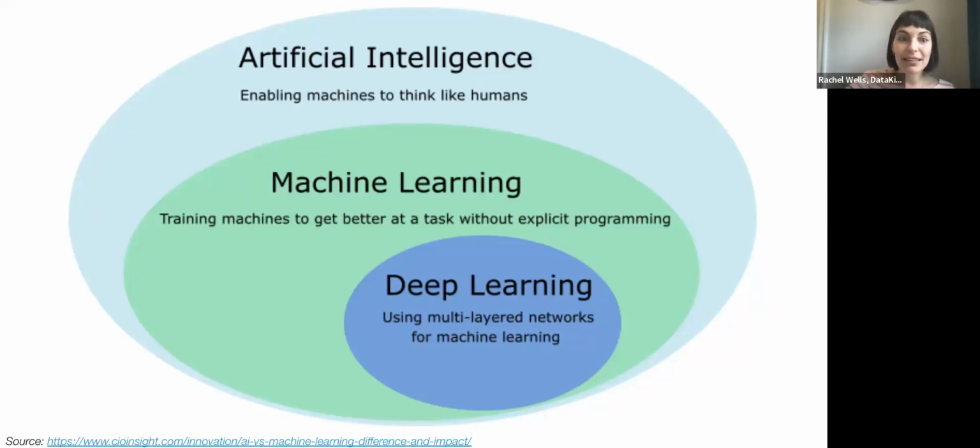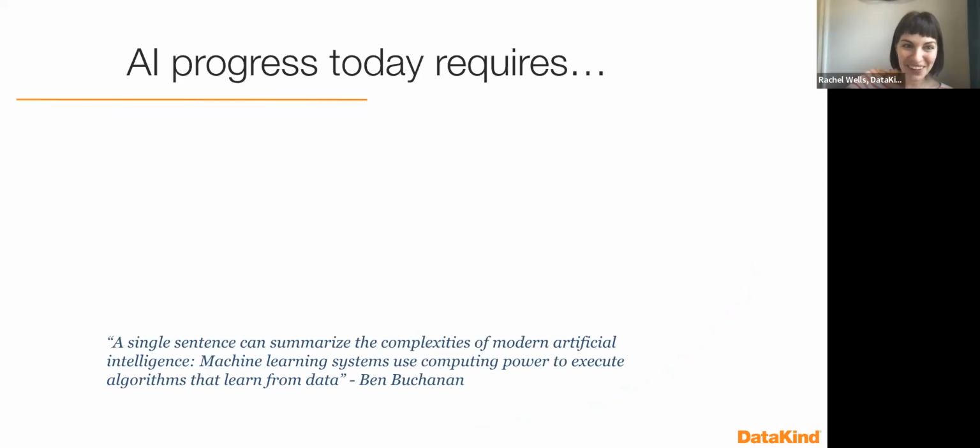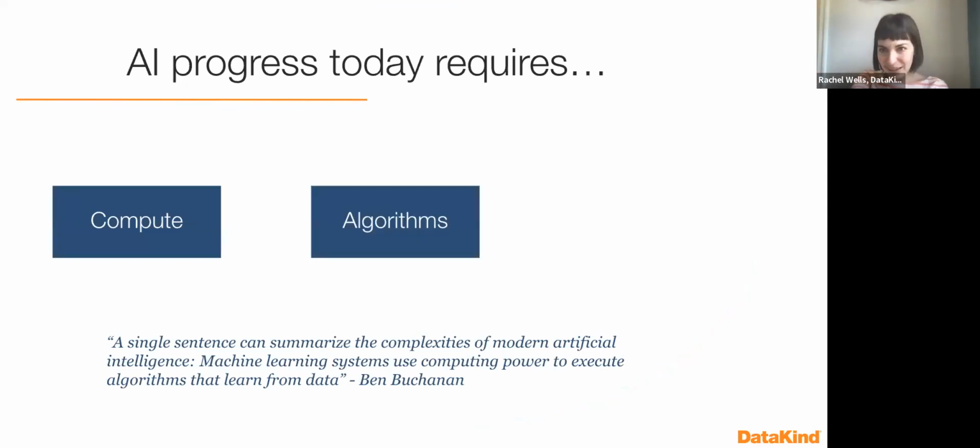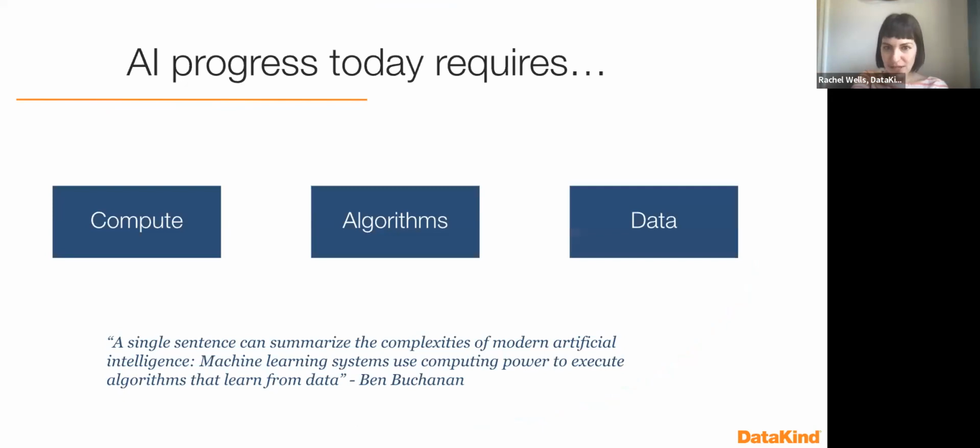So AI progress today requires three elements, this AI triad: compute, computing power, algorithms, the models, and of course the data. So in order to successfully implement and scale AI-driven solutions, we really need sound technical infrastructure in all three of these areas. And so what might be new, you're probably familiar with you need data and you need algorithms. So what might be new is that compute piece.